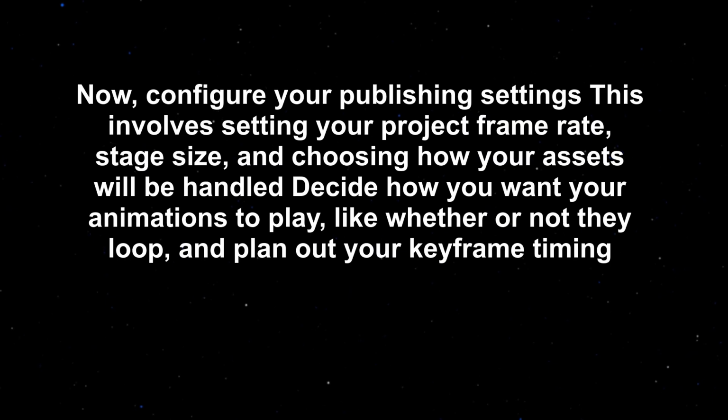This involves setting your project frame rate, stage size, and choosing how your assets will be handled. Decide how you want your animations to play, like whether or not they loop, and plan out your keyframe timing. Once you've saved your file, click on Publish. This step will generate the necessary files that will be used in Swift to run your animation.